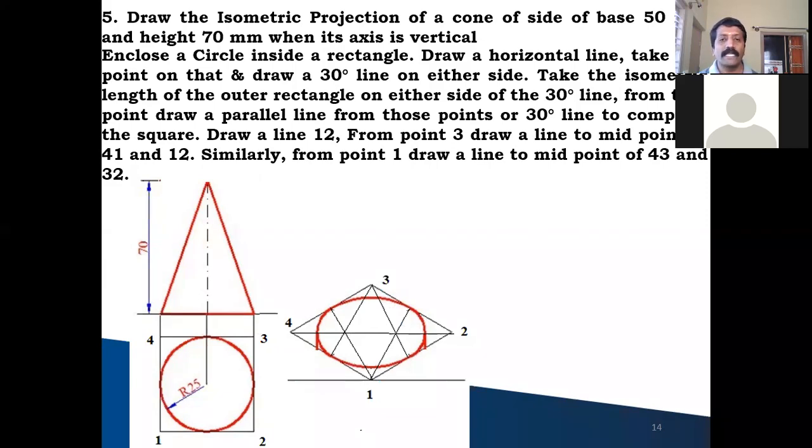Now how to draw the ellipse? From point 1 as the center, either this or this as the radius, you take that distance and construct the arc from here to here. Similarly, from point 3, taking the distance from 3 to this midpoint, you take this distance in your compass, with this as the center, you draw an arc from this point to this point. So 2 arcs you have constructed.